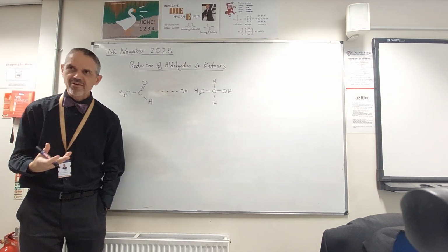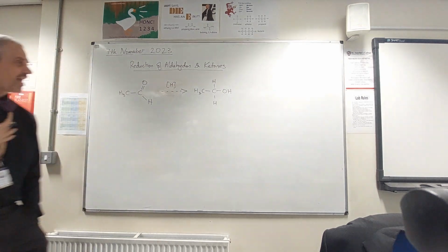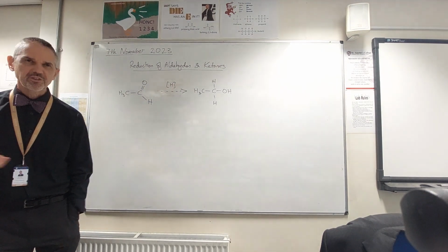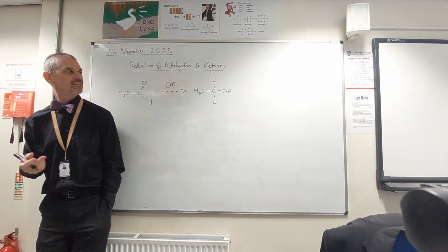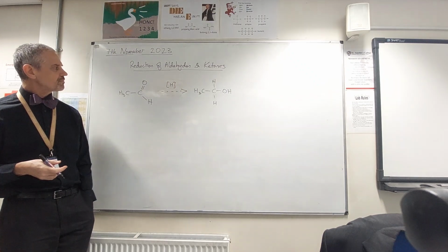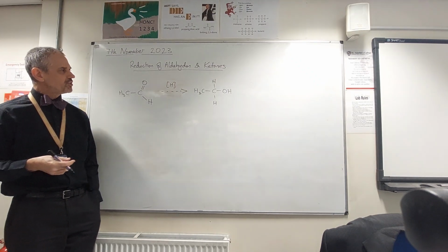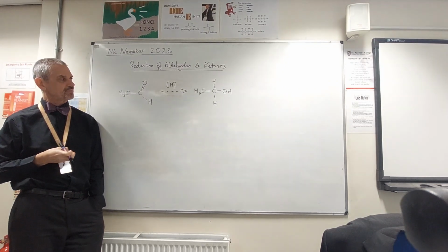And the miracle, the reducing agent, which you sometimes write as just an H in square brackets, which just means generic reducing agent without specifying what it is. My reducing agent is going to add some hydrogen. Okay.